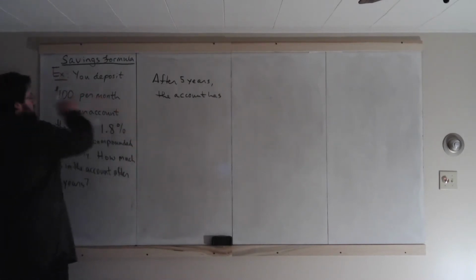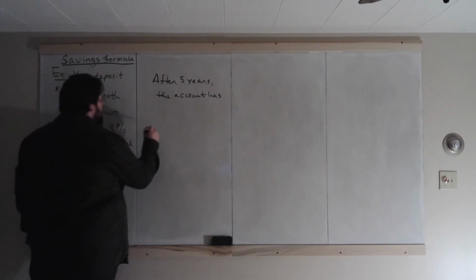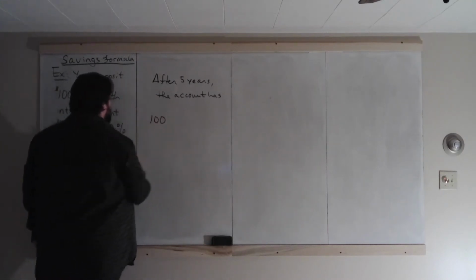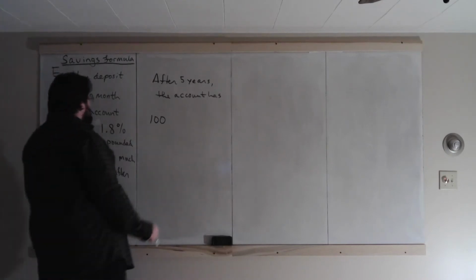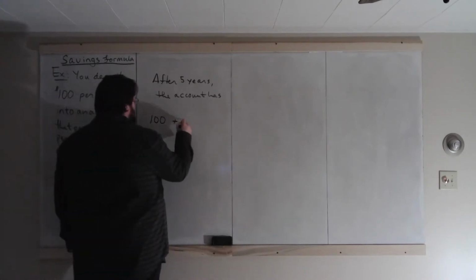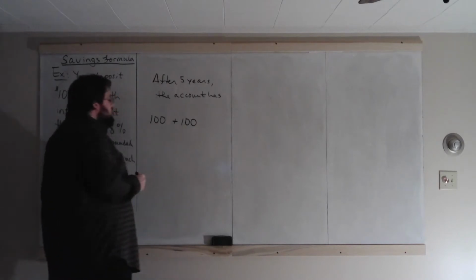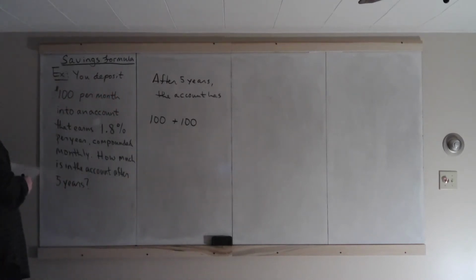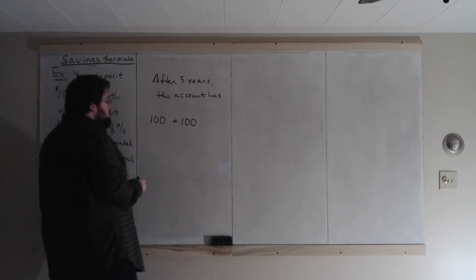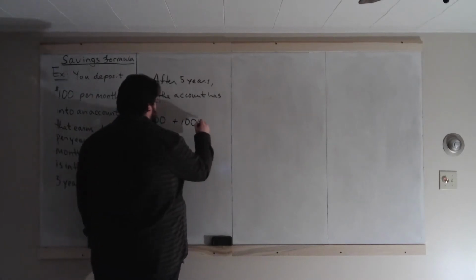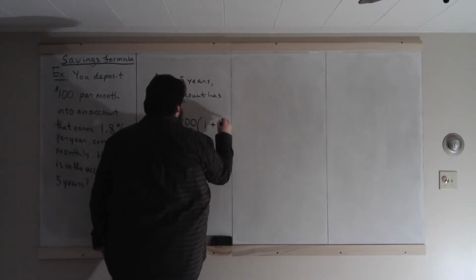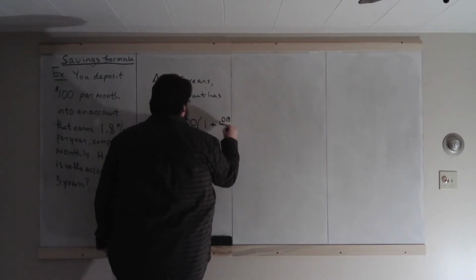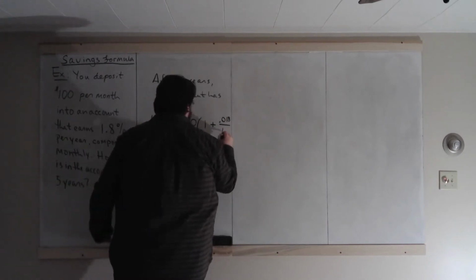So, month 60, you deposit $100, and it earns no interest. Okay. What about in month 59? Well, you still deposit $100. How much interest does it earn? Well, we use the compound interest formula. 100 times 1 plus the annual rate, 0.018, divided by the compounding periods, divided by 12.